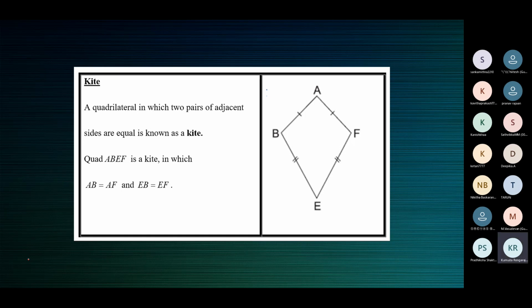Don't assume that in a quadrilateral, one pair must always be parallel. No, no. Opposite sides need not be parallel. If one pair of opposite sides is parallel, then it's a trapezium. So this is a quadrilateral where no pair of opposite sides is parallel. But why do we call it a kite then? Why a special name? Why not just quadrilateral? Because two pairs of adjacent sides are equal.